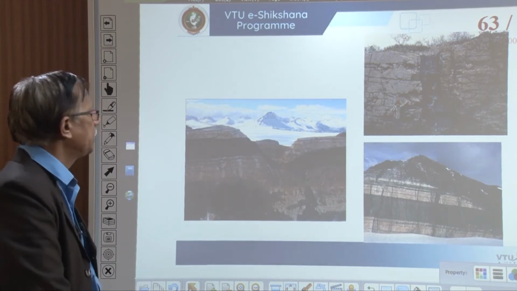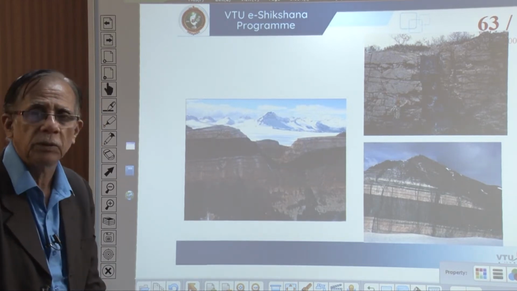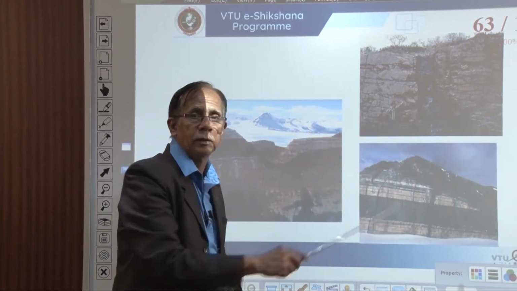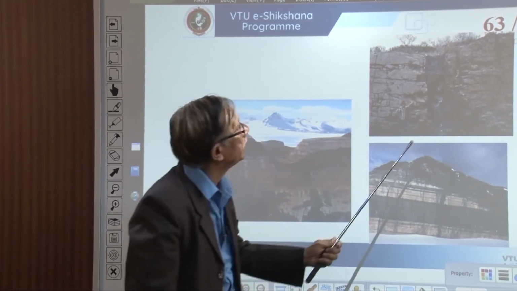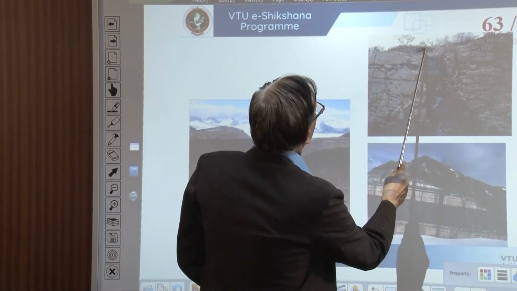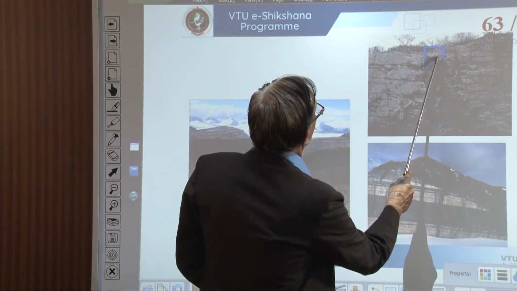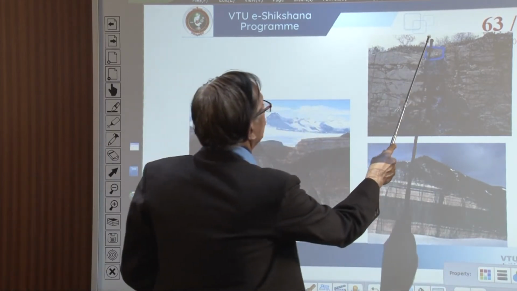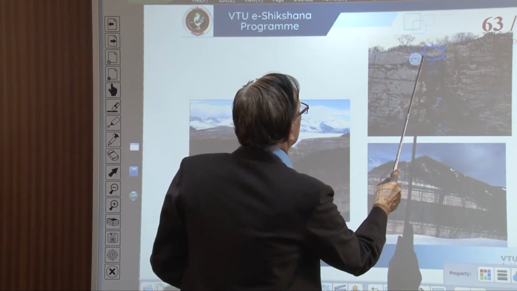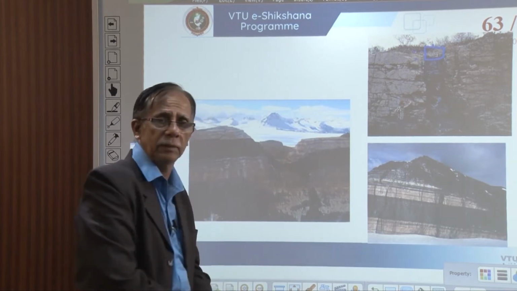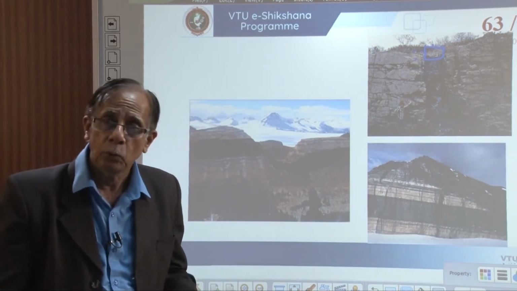This is some more pictures of what I have just shown. Friends, here you see this is a dike. An intrusion did not reach the ground but solidified here. How do I locate it? On the surface I have vegetation, then soil cover, there are some rocks, and this is covered underneath that. I have to locate them.